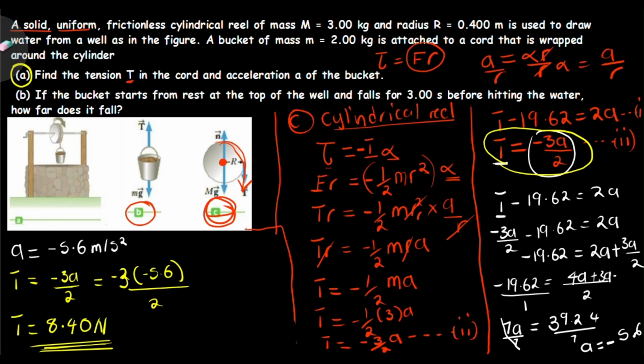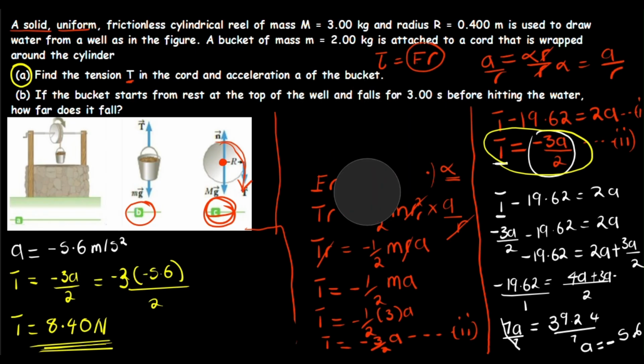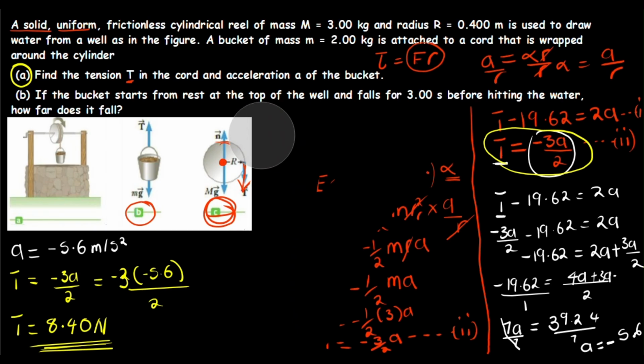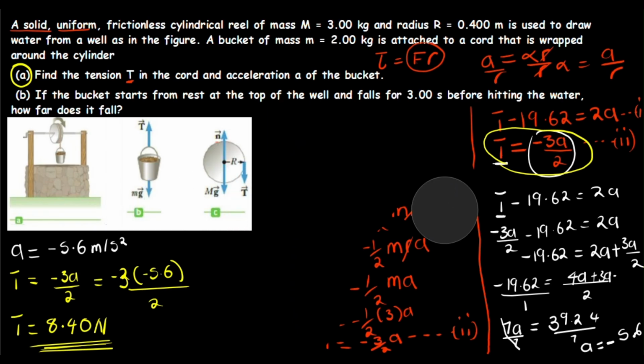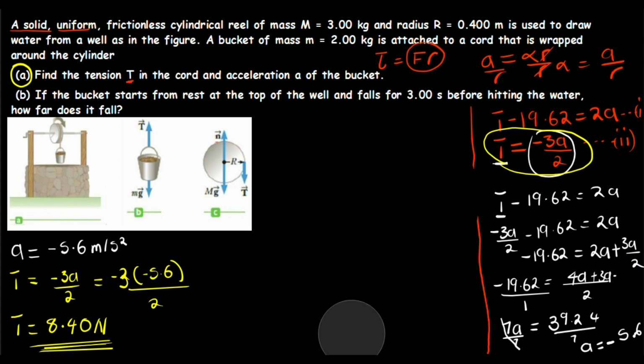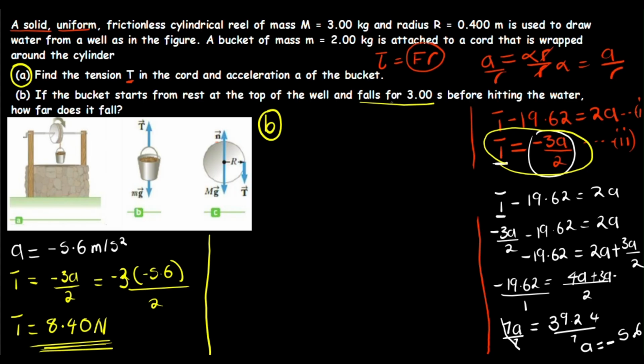Now let me go to question B. So how do we answer question B? I'm just creating space here. So this is question B. They're saying that if the bucket starts from rest at the top of the well and falls, right? They have even said it falls for 3.0 seconds before hitting the water. How far does it fall?